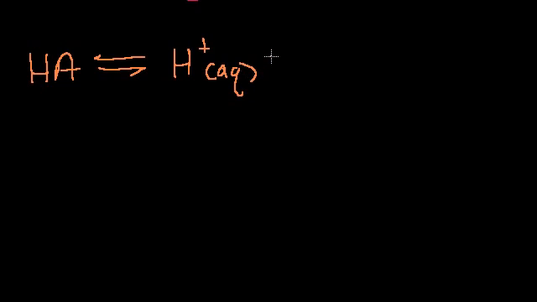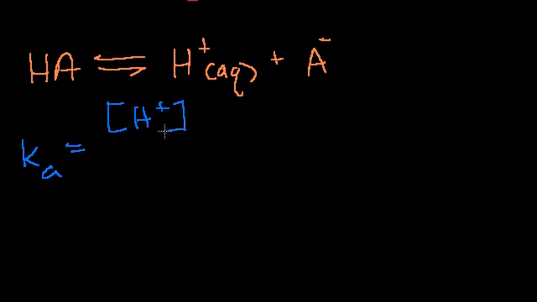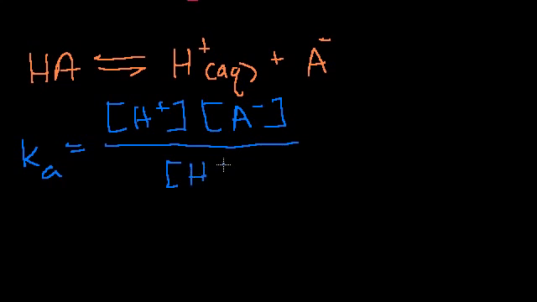a weak acid. So if we rewrite the equation again, HA is in equilibrium, everything's in an aqueous solution, with hydrogen and its conjugate base. We know that there's an equilibrium constant for this. We've done many videos on that. The equilibrium constant here is equal to the concentration of our hydrogen proton times the concentration of our conjugate base. When I say concentration, I'm talking molarity, moles per liter, divided by the concentration of our weak acid.